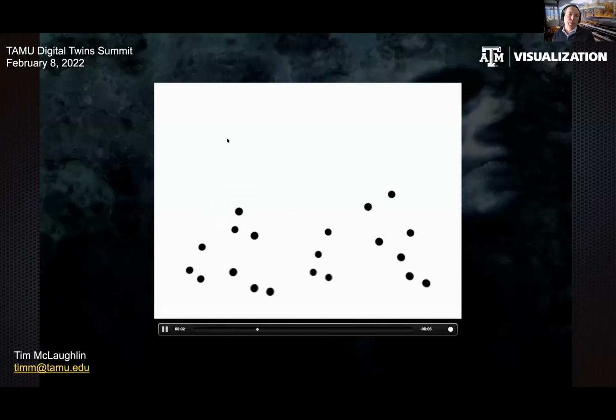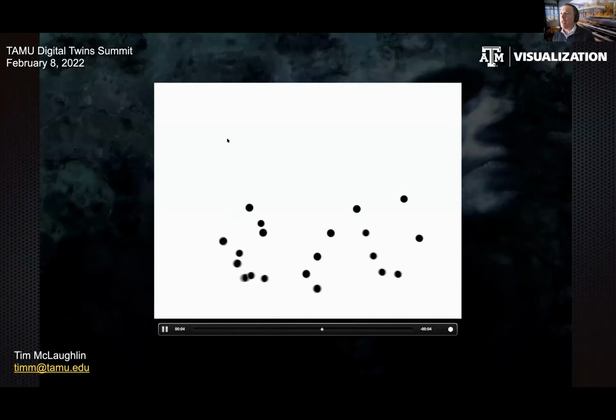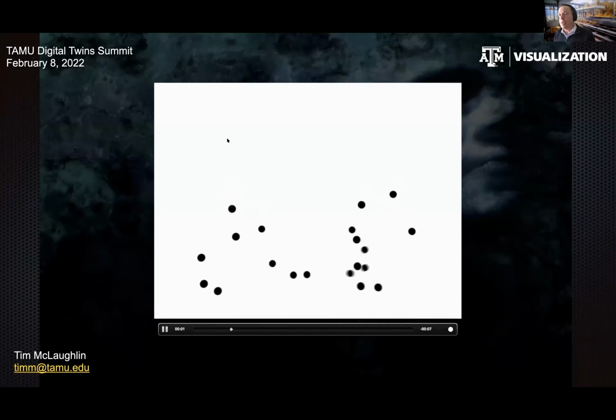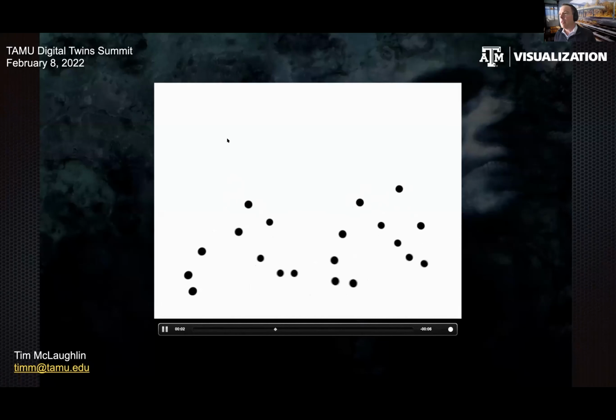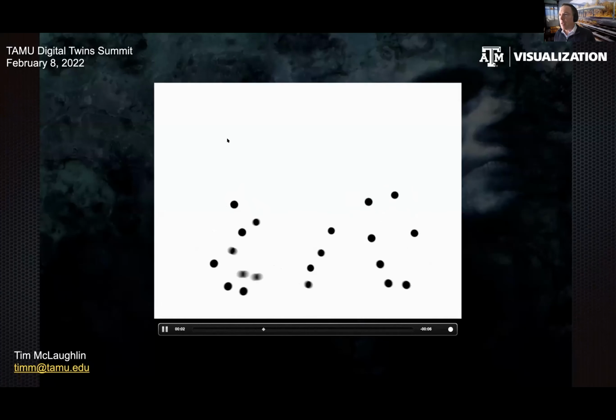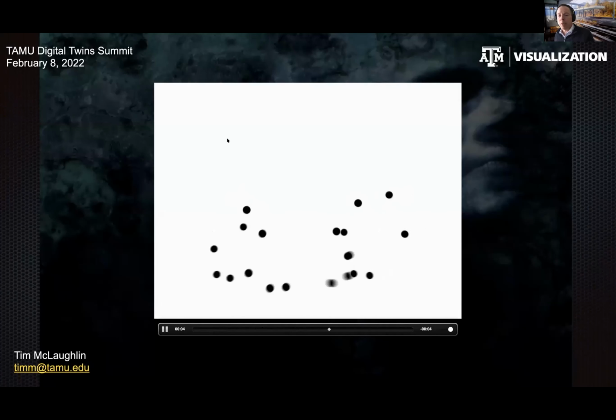So I want to start with a test, if you will, not to ask you to raise your hands or sound off, but just to think about what you see when you see this image sequence. It should communicate something to you fairly clearly, I hope.